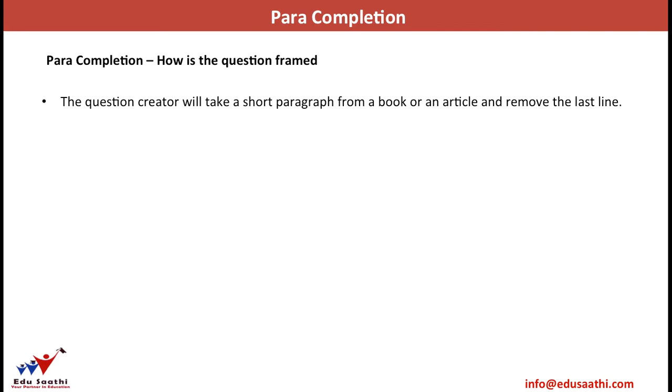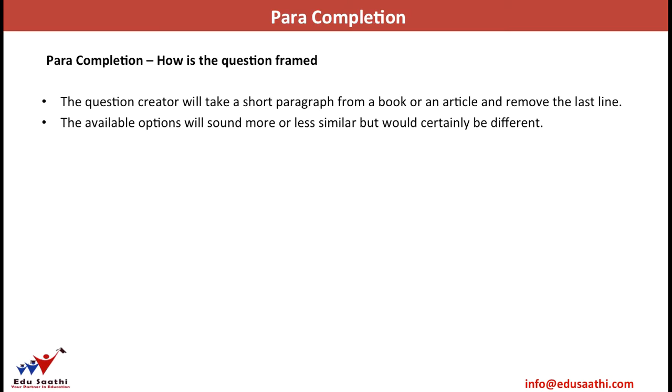What exactly happens in the para-completion question is that the question creator takes a small passage from anywhere. It could be from a book, an article, a newspaper, or even a blog, and he removes one line from the paragraph. Generally, it is the last line that is removed. Then he gives you certain options that can be filled in the blank, and you need to interpret which among the given alternatives would certainly be the last line of the original paragraph. So therein you are tested on your understanding of the passage.